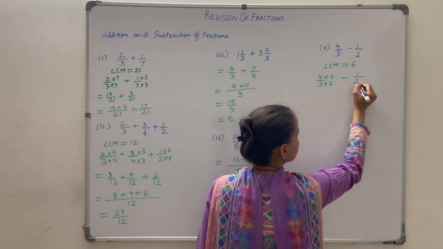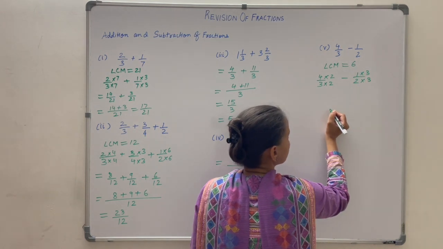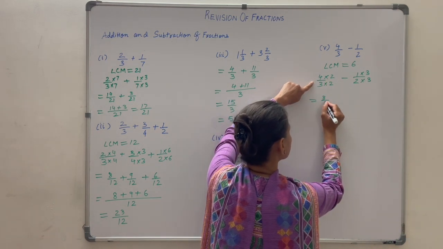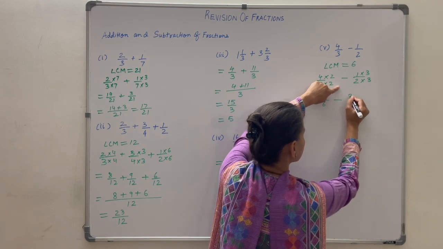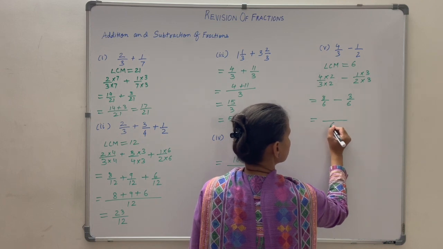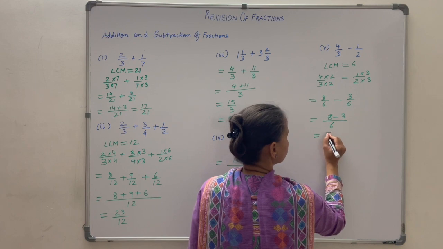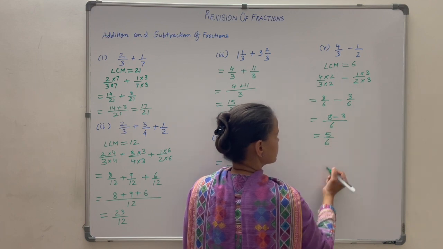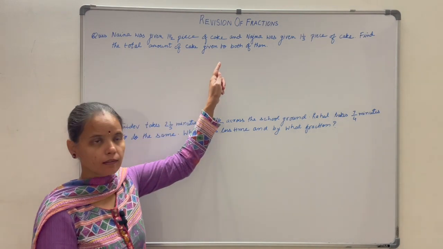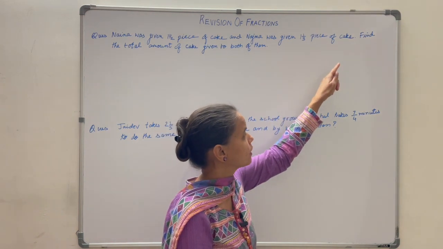Minus 1 by 2. The denominator is multiplied by 3. So the numerator is also multiplied by 3. So here it is 8 by 6 minus 3 by 6. The denominators are same. So you need to subtract the numerators now. 8 minus 3 is 5. 5 upon 6.